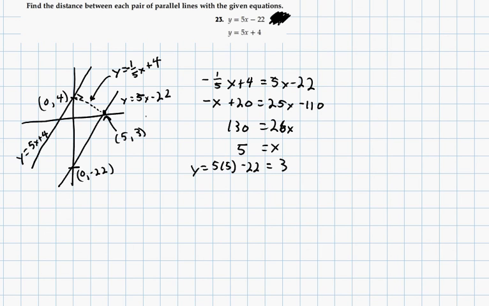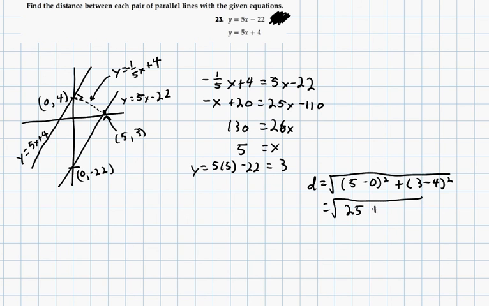So now to find the distance, all we need to do is just use the distance formula to find the distance between those two points. So it's the square root of 5 minus 0 squared plus 3 minus 4 squared. So that's 25 plus 1, the square root of 26. So the distance is the square root of 26.